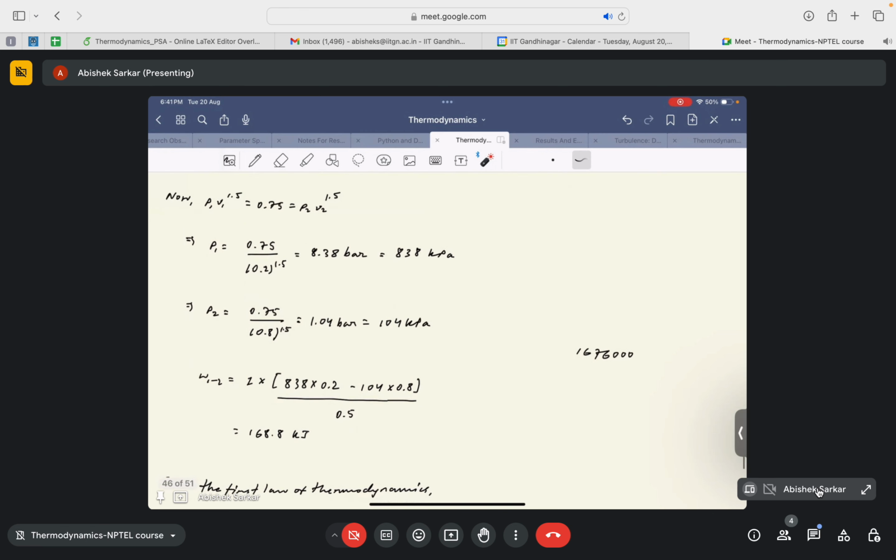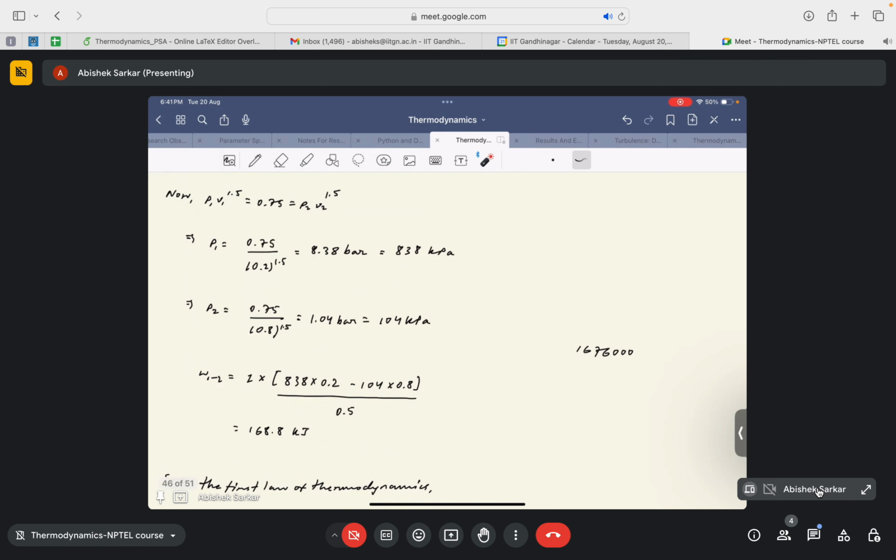Okay, and the mass of the gas in this case was 1 kg. So work done from 1 to 2 is 838 into 0.2 minus 104 into 0.8, divided by 0.5 minus 1, right? So we get that work done from 1 to 2 is actually 168.8 kilojoule.